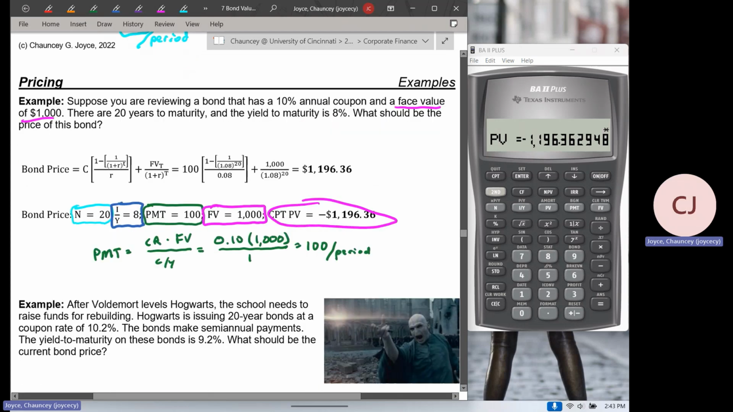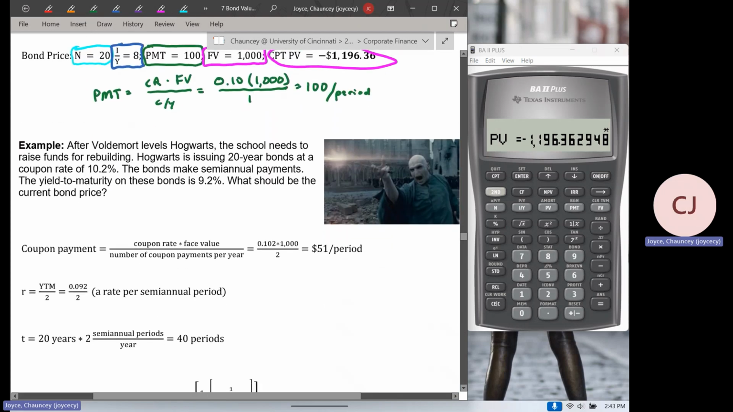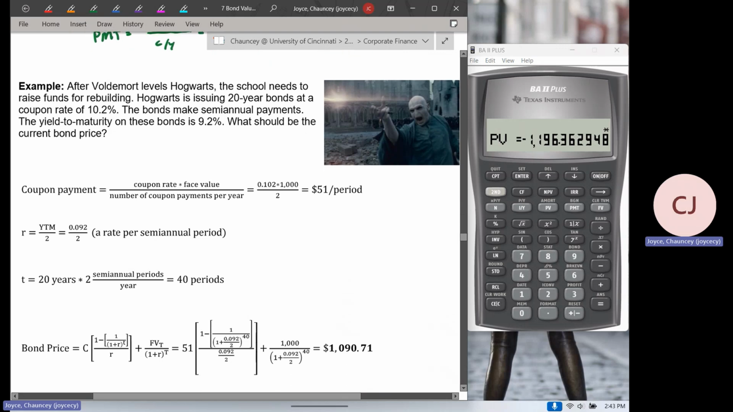So coming out with a new Hogwarts movie here, new Harry Potter movie, because Voldemort levels Hogwarts and the school needs to raise money for rebuilding. You thought they were done making the Harry Potter series, but apparently not. And to my knowledge, I think we should call this new movie Harry Potter and the Sorcerer's Loan. Okay, hope you got that one.